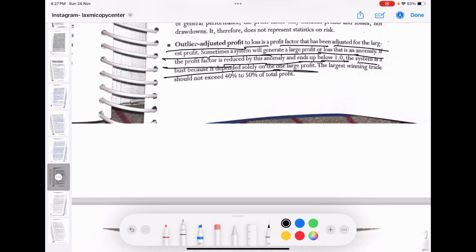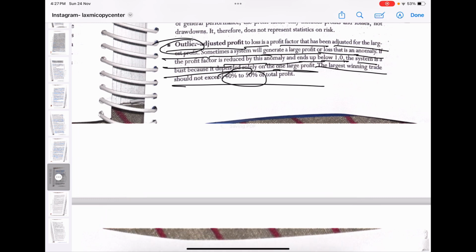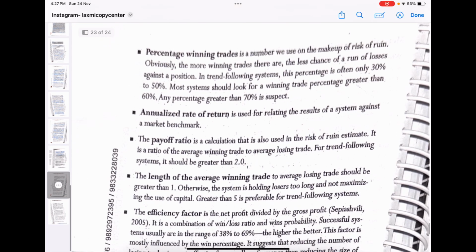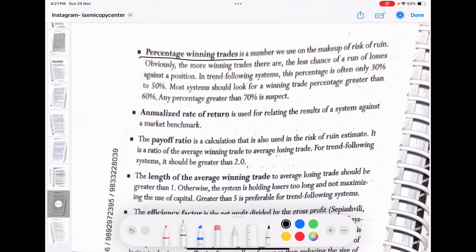So if one particular trade gives an unusually large profit, that is something which should be avoided, right? Because then that is going to be an outlier, something which does not happen very frequently. The largest winning trade should not exceed 40 to 50% of the total profit, because in that case it is an outlier. Then what is the percentage of winning trades?